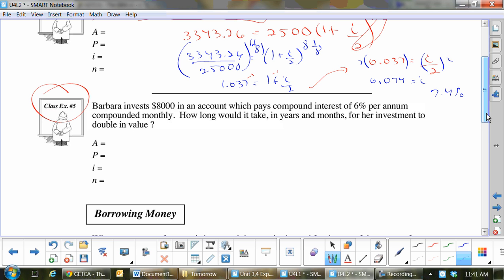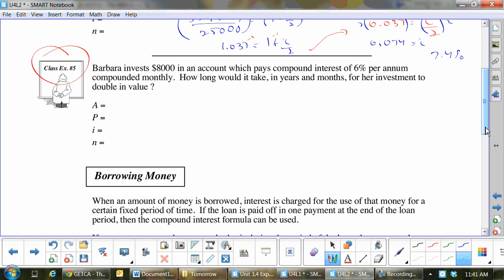Okay, let's do one more. Barbara invests $8,000 in an account which pays compound interest 6%, compounded monthly. How long would it take in years and months for her investment to double in value? Okay, let's say 16,000. How'd you get that? It doesn't say 16,000 anywhere. Double. Okay, so double in value.